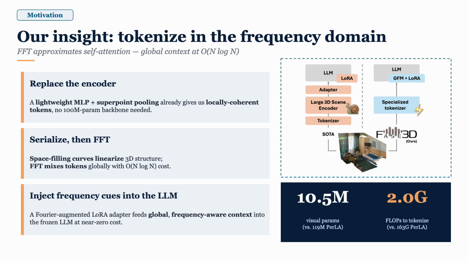So replace the encoder with a tiny MLP. We add an FFT block to mix context, and we sneak the same FFT trick inside the LLM through a LoRA adapter. That's the whole story. The numbers on the right tell you it works. 10 million parameters and 2 G-flops, roughly an order of magnitude lighter than the baselines.